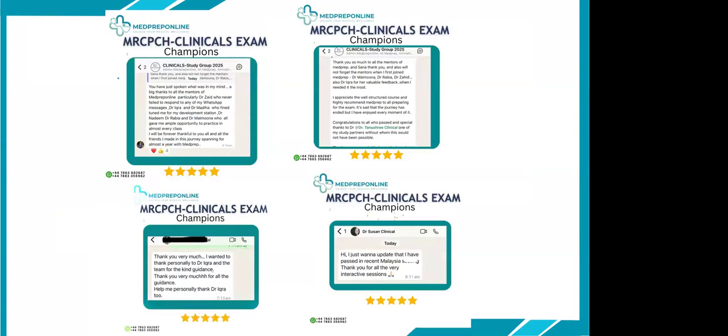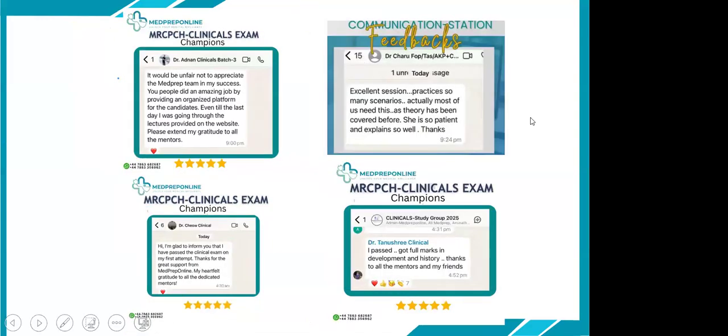Okay, so we had very good candidates: Dr. Tanushri, Dr. Susan, and a lot of these are from all the places. There were exams in the Singapore center, the Nepal center, the Sri Lanka center, and I think the Sri Lankan center was recently the first center. So all of these candidates gave exams, with more candidates from different stations as well. You can see here that one of our candidates was really good. She said she got full marks in development and history.